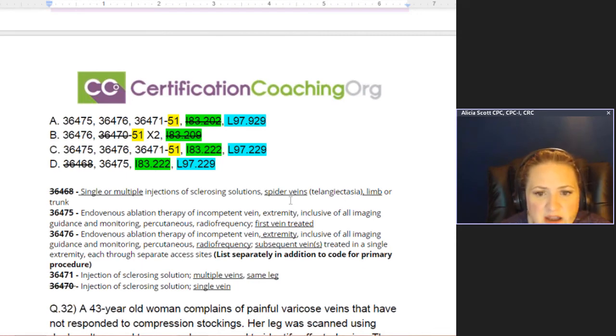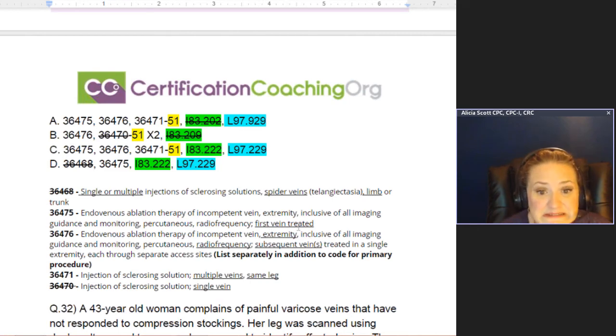Okay, yeah. Spider veins. Wait, no, these are varicose veins. You know that spider veins are different than varicose veins. So bam, mark it off. Oh gosh, but that didn't help me because I still have that one, so that eliminates D, but I've got to verify this. So 36475, everything looks good.